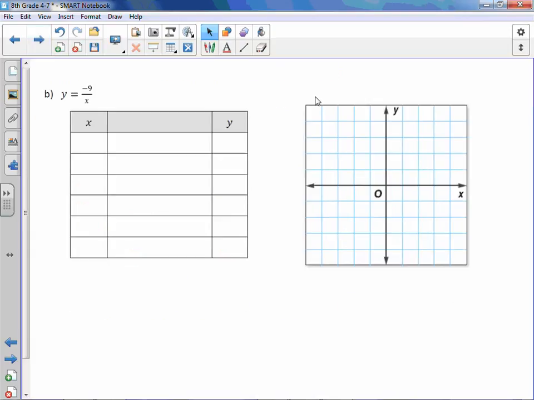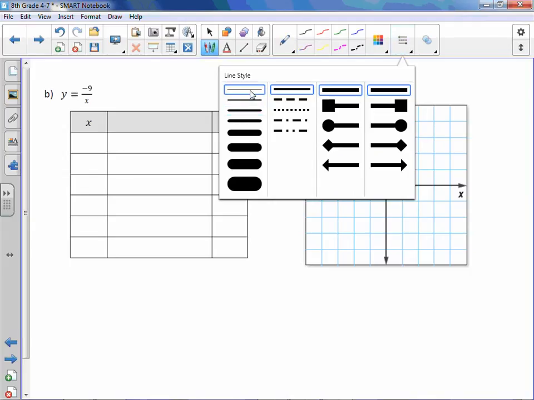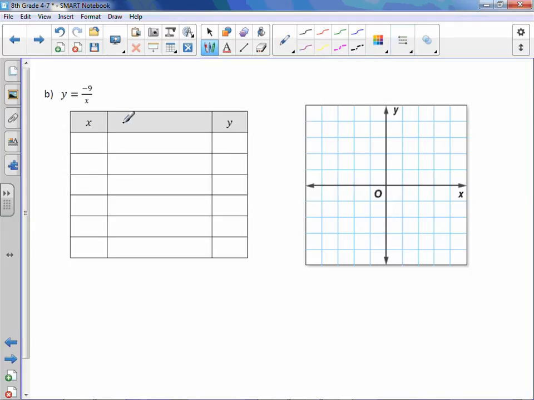Letter B. So our function again goes in the middle. y equals -9 over x. Pick some values. -2, -1, 0, 1, 2, 3. So -9 divided by -2 is positive 4.5. -9 divided by -1 is positive 9.